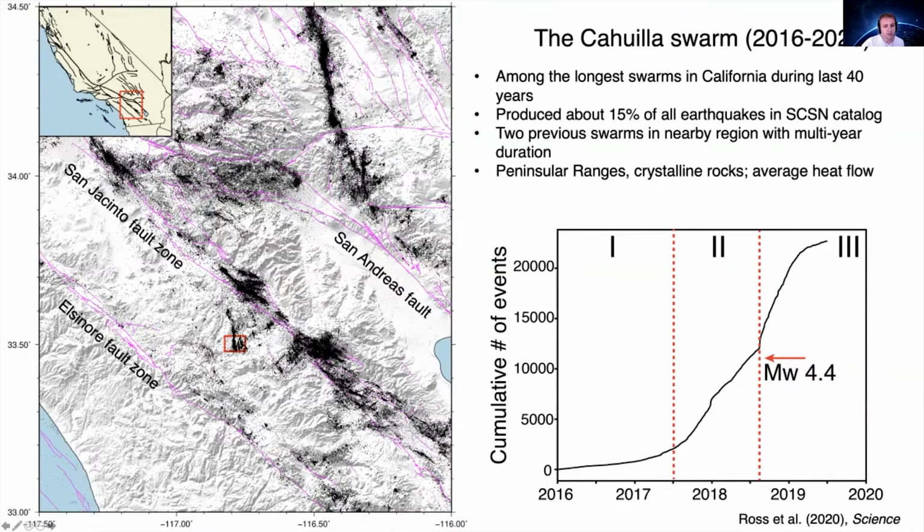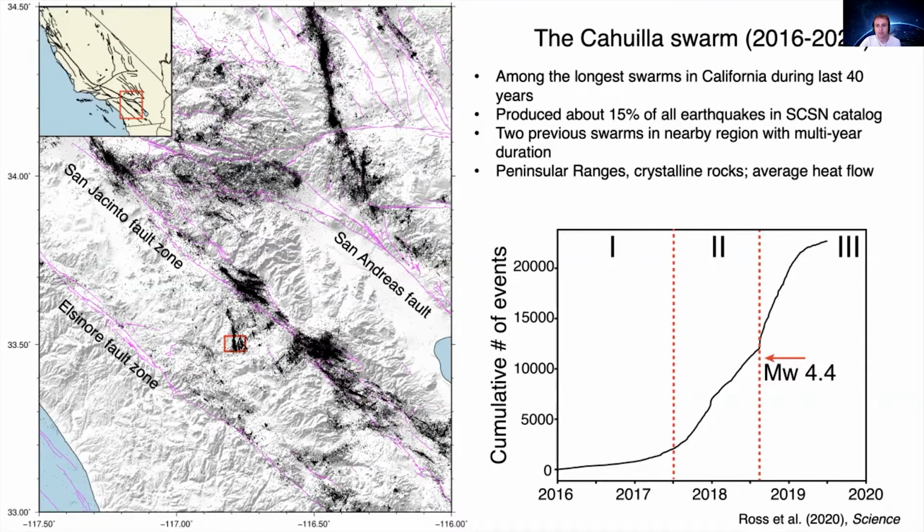So this sequence is occurring within this red box here. This is between the Elsinore, San Jacinto, and San Andreas fault zones, so this is kind of in the middle of two major fault zones. It's in the Peninsular Ranges and crystalline rocks. This area is not noted for having swarm-like activity. It has relatively average heat flow. There's no hydrothermal activity that's been documented around here in any extensive way.